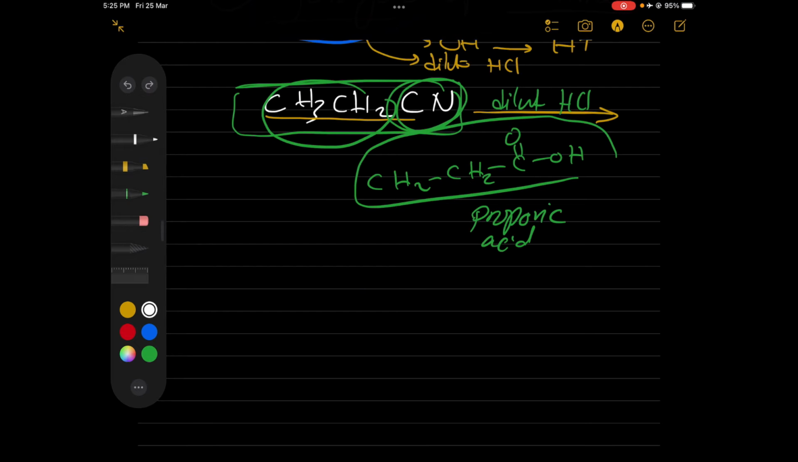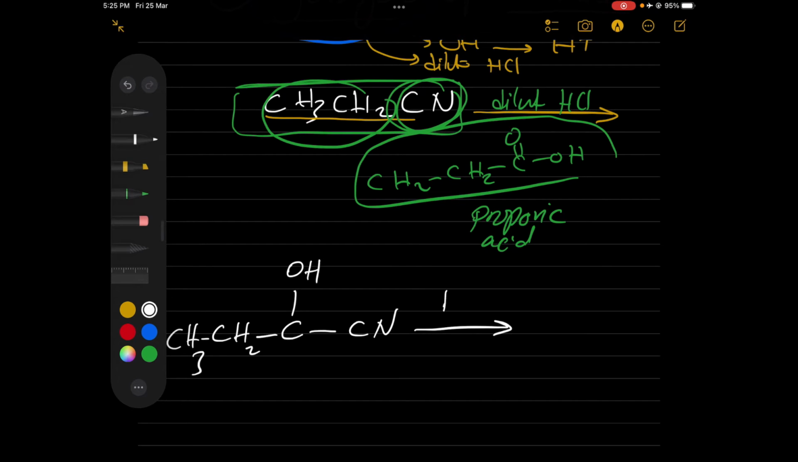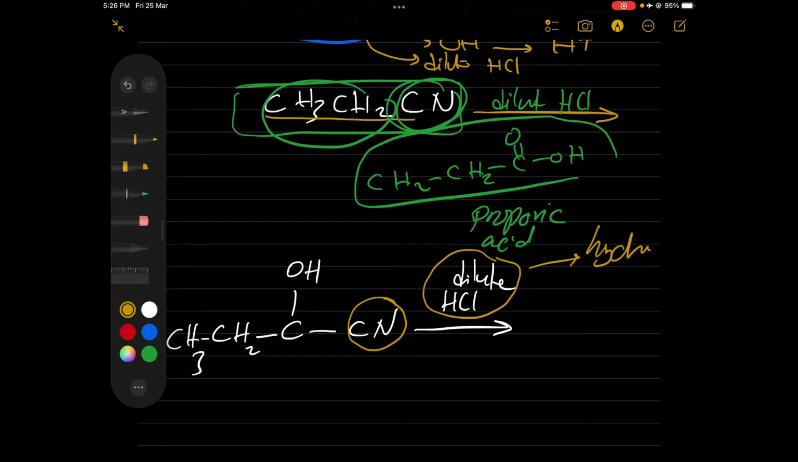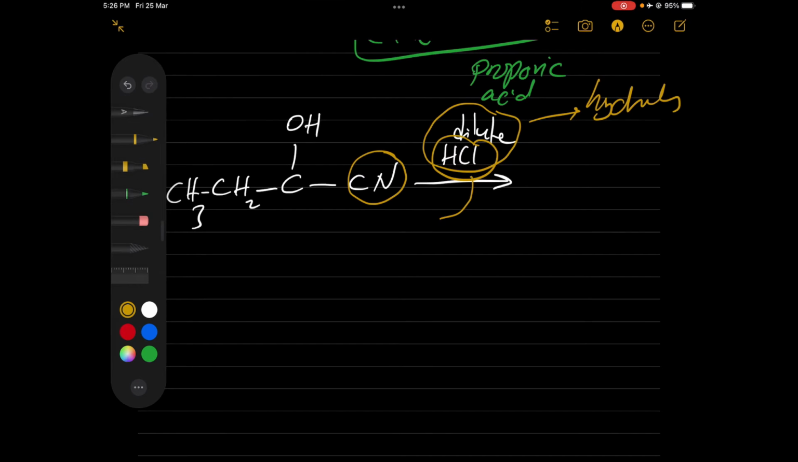Suppose that you have this compound, C, with OH and CN, and here we have C2H5 or CH2CH3. And we apply dilute hydrochloric acid, HCl. What will happen here? First of all, you have a nitrile group and you have dilute acid, so the process is hydrolysis. What will be the target functional group in this case? The HCl will hydrolyze the CN group only.